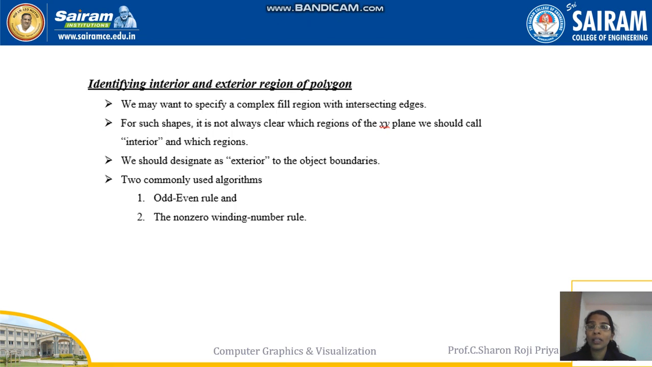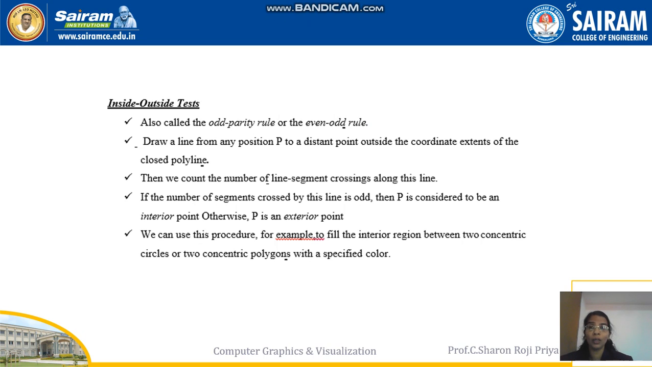Now, as I told, for a polygon the interior will be filled. Now, how to identify the interior of my polygon? Which area is interior and which area is exterior? We have two methods or algorithms to identify the interior of a polygon: the odd even rule and the non-zero winding number rule. The odd even rule is one algorithm, and the other algorithm is the non-zero winding number rule.